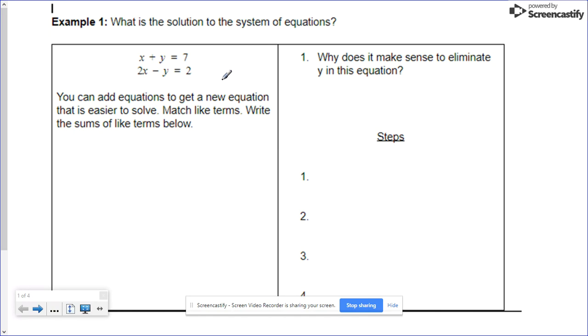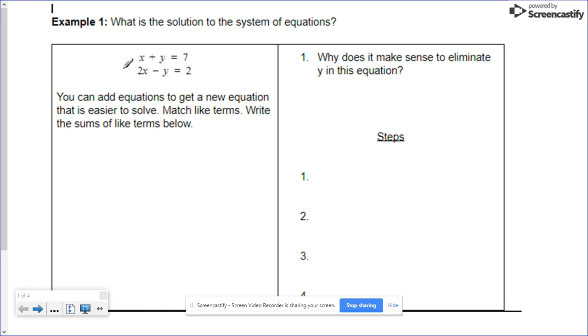There's a lot of different ways to solve a system of equations, and today we're going to be focusing on elimination, which means we want to get one of the variables or the letters to just go away. So we're going to start by looking at our two equations and seeing, do we have anything that can cancel out?